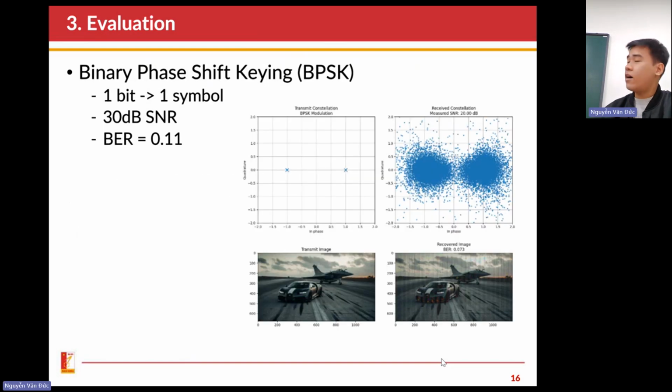This is our result. If we use BPSK, I would say it is the best modulation for transmission with noise. This is our input image and recovered image with a BER of about 0.072. So I would say it is acceptable.